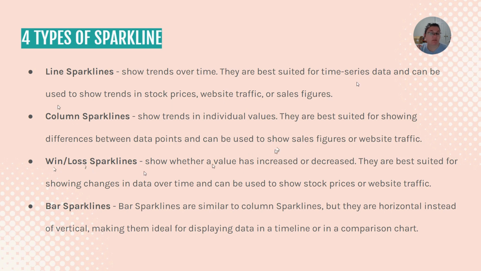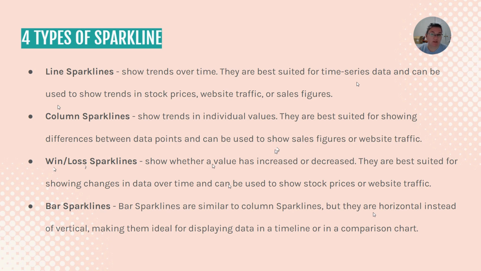And then we have the win-loss Sparklines, which basically show if you have negative values, for example, stocks. That's a good one to use. Whatever is positive will be above the axis line, and whatever is negative is going to be under. And then we have the bar Sparklines, which are very similar to the column ones, but sideways, horizontal. I like to use them either for a comparison chart, or what I use them the most for is to track progress. And I use them a lot in my habit trackers, my savings trackers, and things like that.